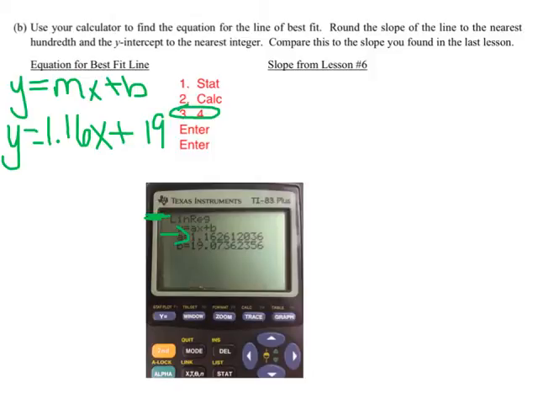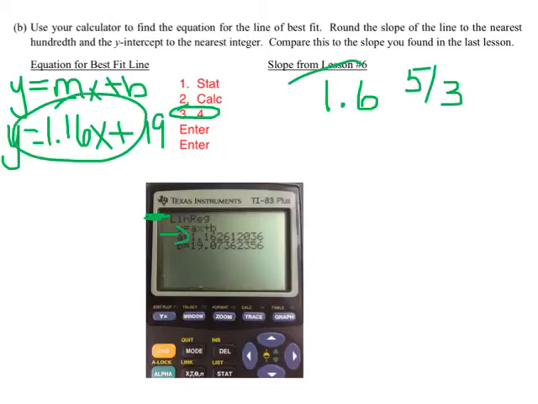Then it says, let's look back to our slope from lesson number 6 that we learned in our video. And I don't want you to look back, but I'm going to tell you that my slope when I found it before is 1.6, or 5/3. How close are we? My line of best fit was a little off that day before. That's just something to take note in and to see how this is more accurate.